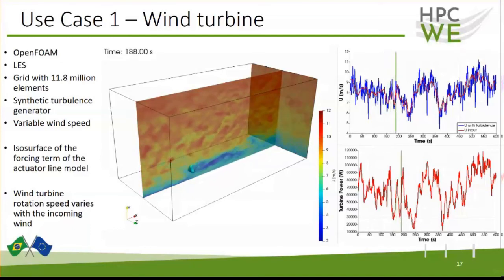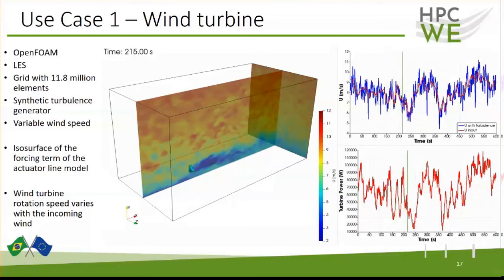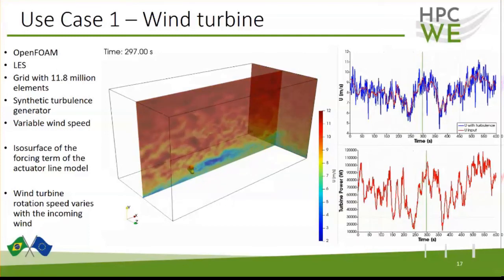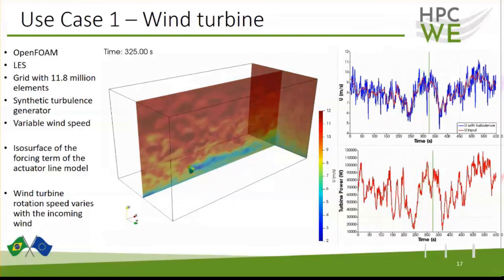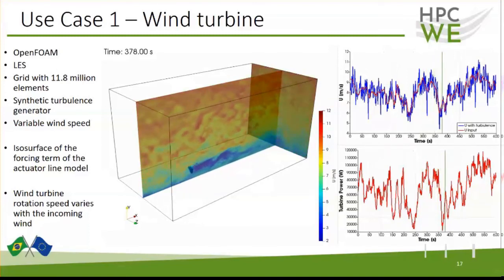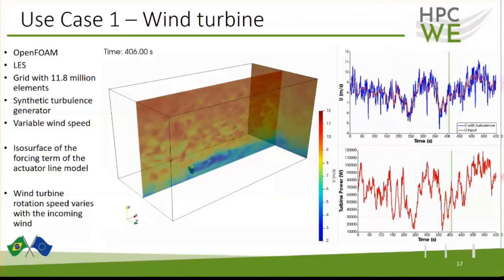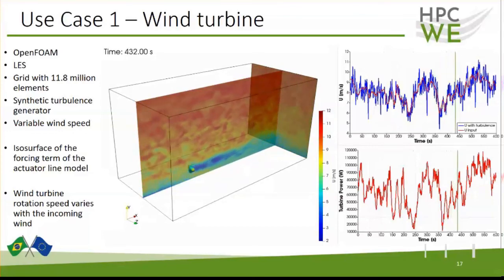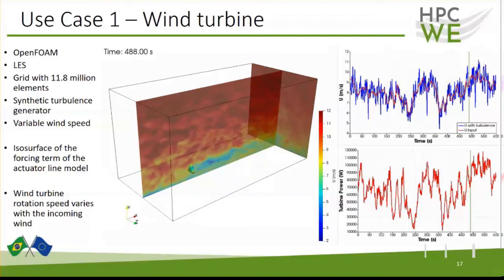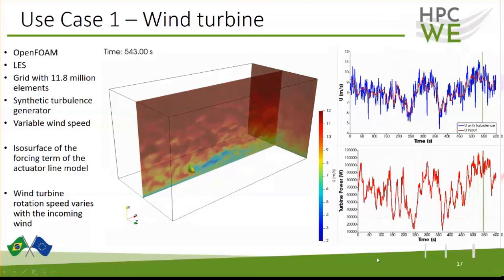The grid has 11.8 million elements. It's very refined in the region of the turbine. And the turbulent structures are generated using a synthetic turbulence generator. We see the isosurface of the Q criterion and the actuator line model that represents the blades of the turbine. And we see that the wind turbine rotational speed varies with the incoming wind, as is expected from a wind turbine. And we also see here at the right-hand side how the turbine power varies with time.